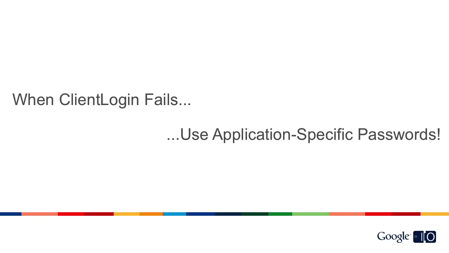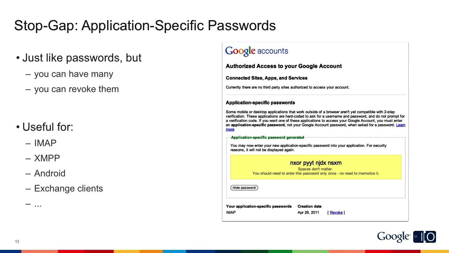So one of the workarounds that we have are these things we call application-specific passwords. An application-specific password is a computer-generated password. Google will generate it for the user. That works just like a password. In particular, you can use it on the client login endpoint. But you can have many of them. They're labeled. The user names them when they ask Google to create new ones. And you can revoke them.